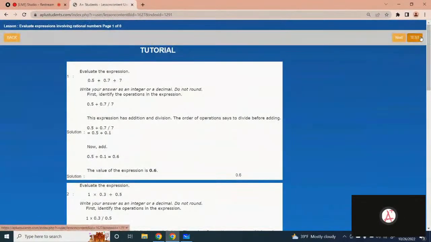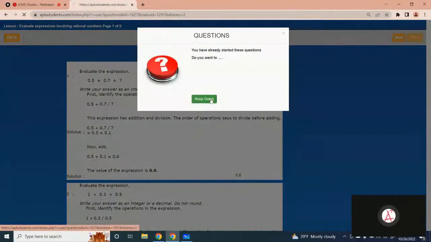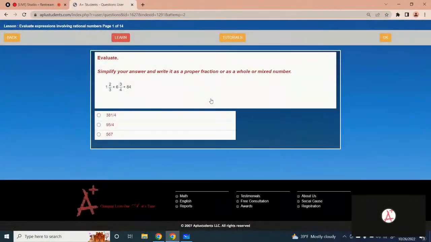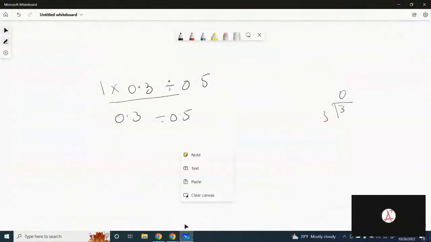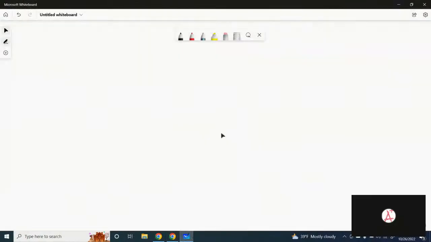Okay, on the top right corner, we have a test button. Let's just start with the test. Evaluate 1 whole 2 by 3 times 6 whole 3 by 4 plus 84. Okay, let me write it down on board. So first of all, you have to multiply because multiplication has highest priority over addition.